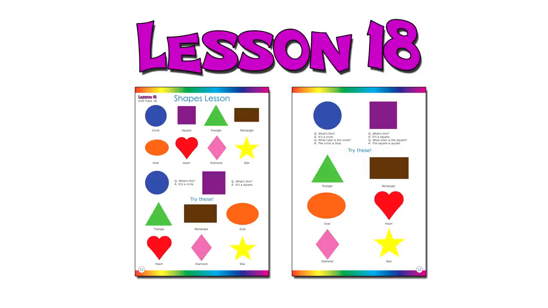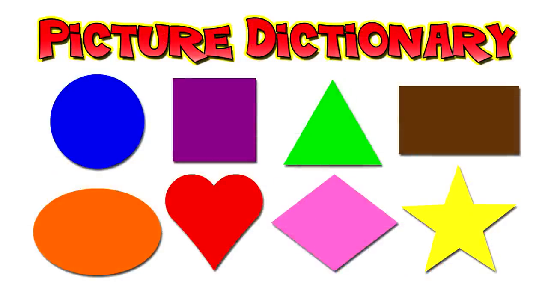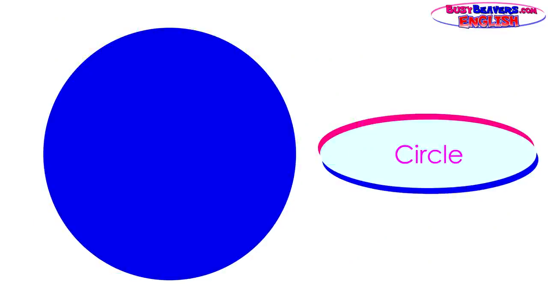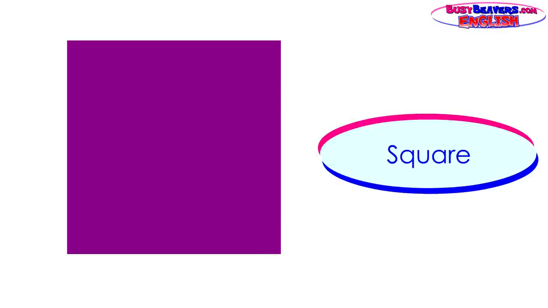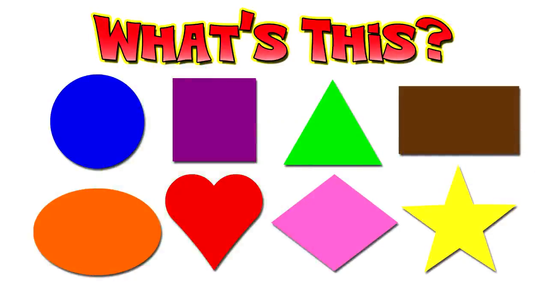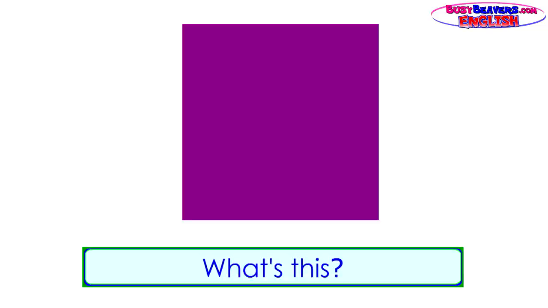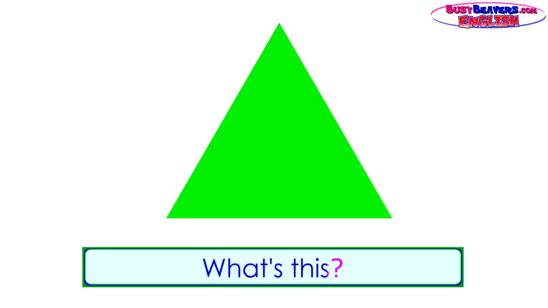Lesson 18. Shapes Lesson. Circle. Square. Triangle. What's this? It's a circle. What's this? It's a square. What's this? It's a triangle.